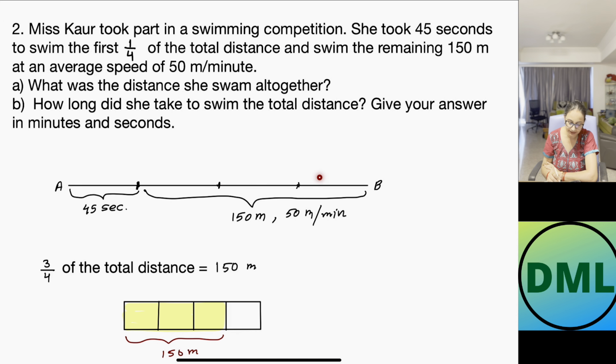If I divide this into 4 parts, because one part is 1/4 distance. So I divided this in 4 parts. One part is 1/4, which she covers in 45 seconds. As you can see here, this is 45 seconds. The remaining part is 150 meters, which she covers at 50 meters per minute.